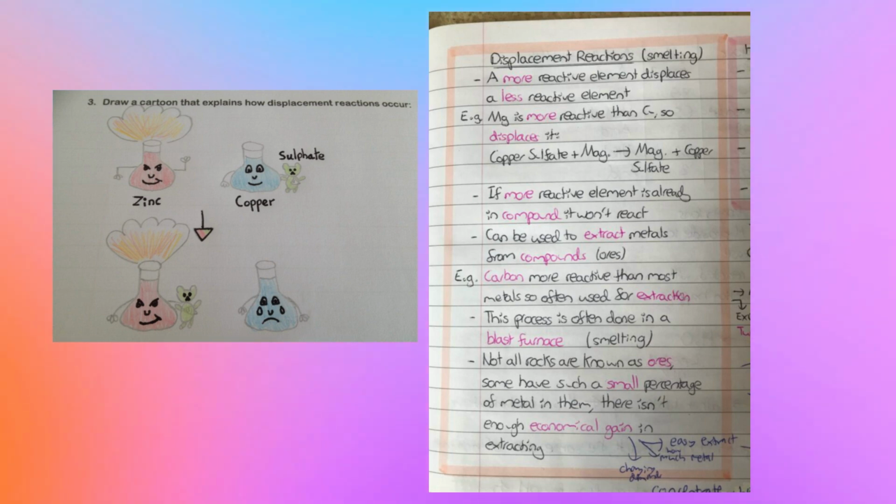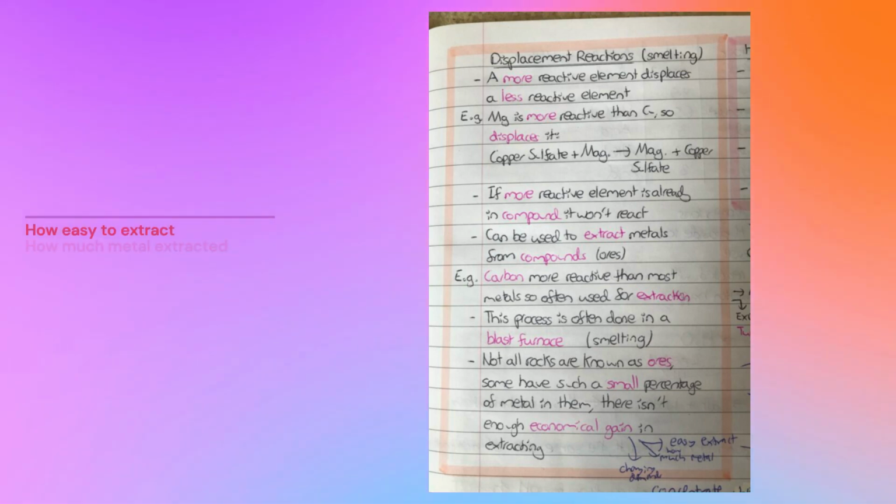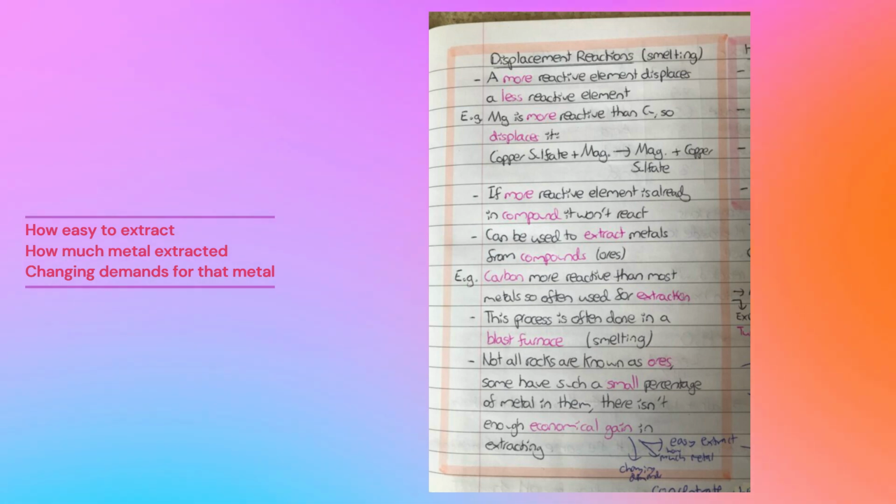If a more reactive element is already in a compound, it won't react, and this whole principle can be used to extract metals from compounds in a process that we call smelting. Carbon is more reactive than most metals, so it is often used for the extraction process, which is done in a blast furnace, hence its name smelting. However, it's important that we recognise that not all rocks are known as ores. Some have such a small percentage of metal in them that there isn't enough economical gain in extracting them, and that would depend on how easy it is to extract them, as well as how much metal there is and the changing demands for that metal.